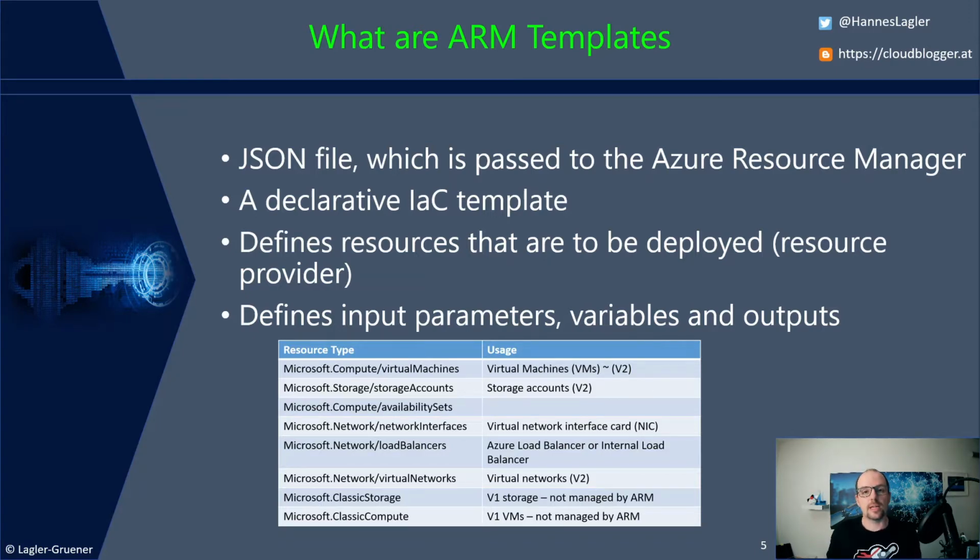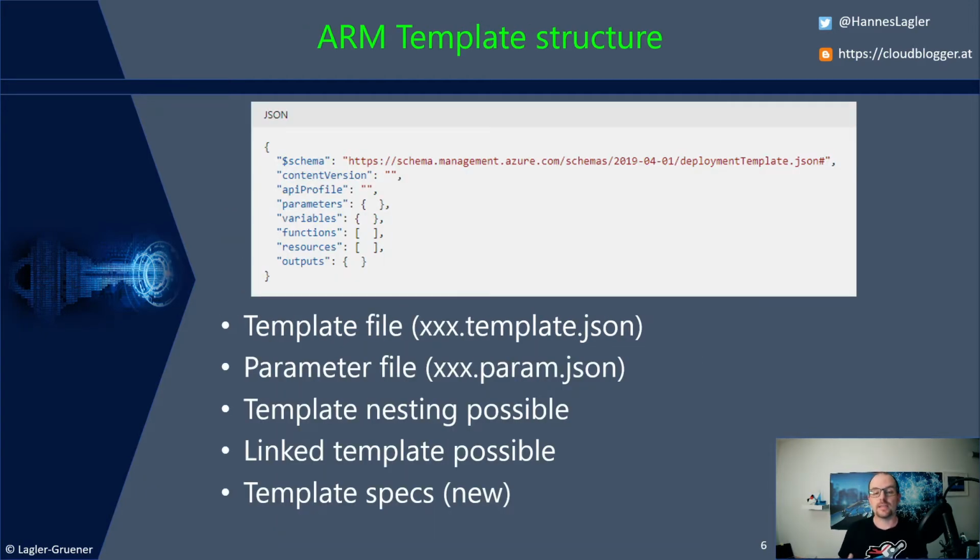Okay, so let's have a look at the structure of ARM templates. An ARM template always has the same structure. You have fixed, static, required sections, and you have optional sections. One of the required sections is, for example, the schema. You have to define the schema version. You have to define the content version. This is the content version of your template itself, so you can choose the version number.